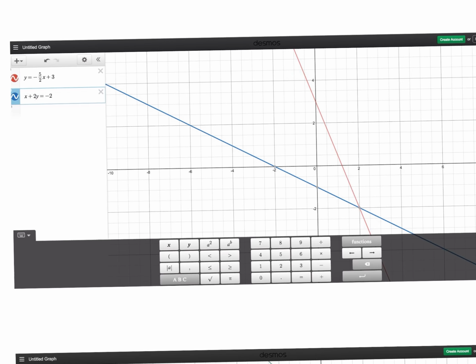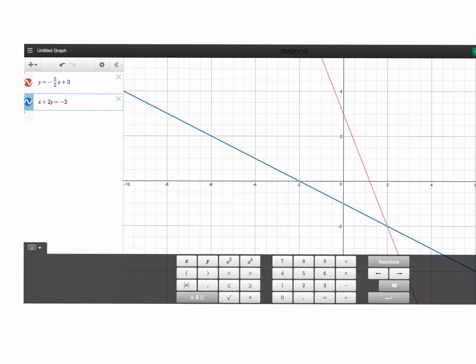I went into Desmos and plugged it in. Here's what I got. You can see up here, those are my two equations. The red one was the first equation, the blue line is the second, and you'll notice that here's that point of intersection, and it is at 2, negative 2.